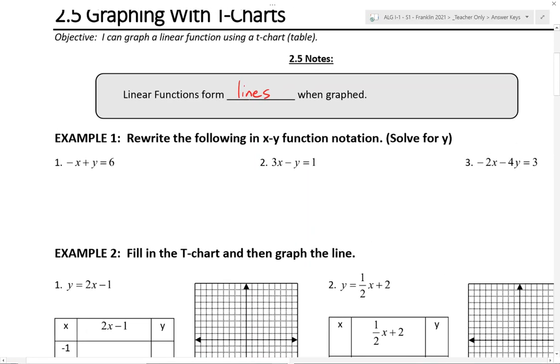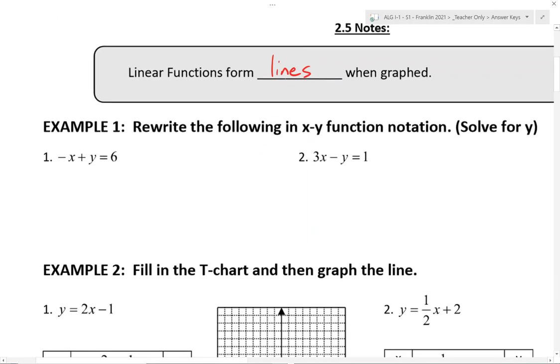Something we'll have to do while we're using T-charts is be able to rewrite a function or solve it for y. Rewrite a function in xy notation, which is just getting y by itself. So your function starts with y equals, so we can plug values in for x later on. So let's just practice that.